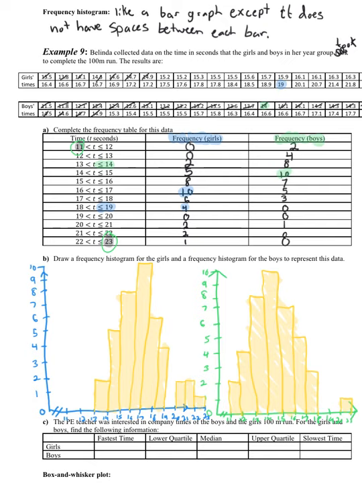So I did run out of a little space, so I only took the boys up to 21, but technically it would go to 23. We wanted to match the other information.